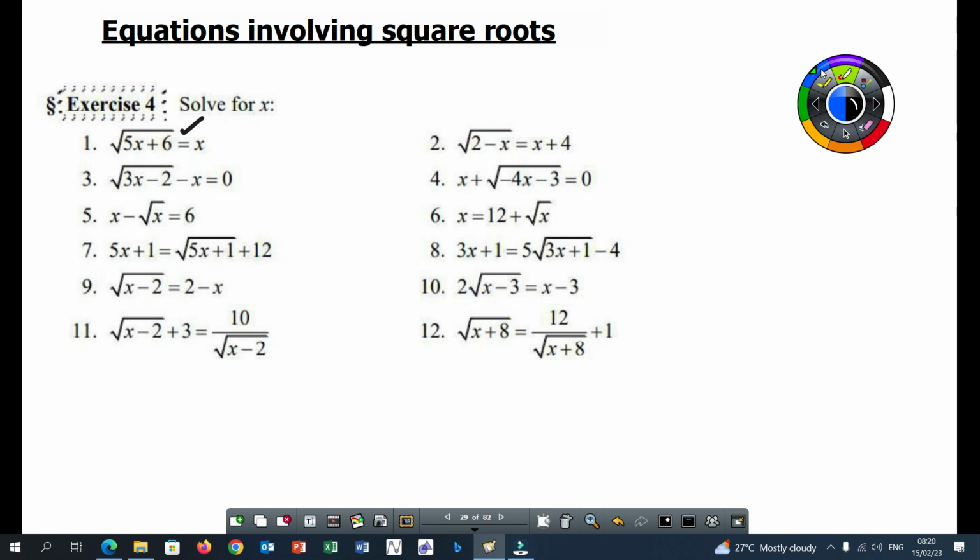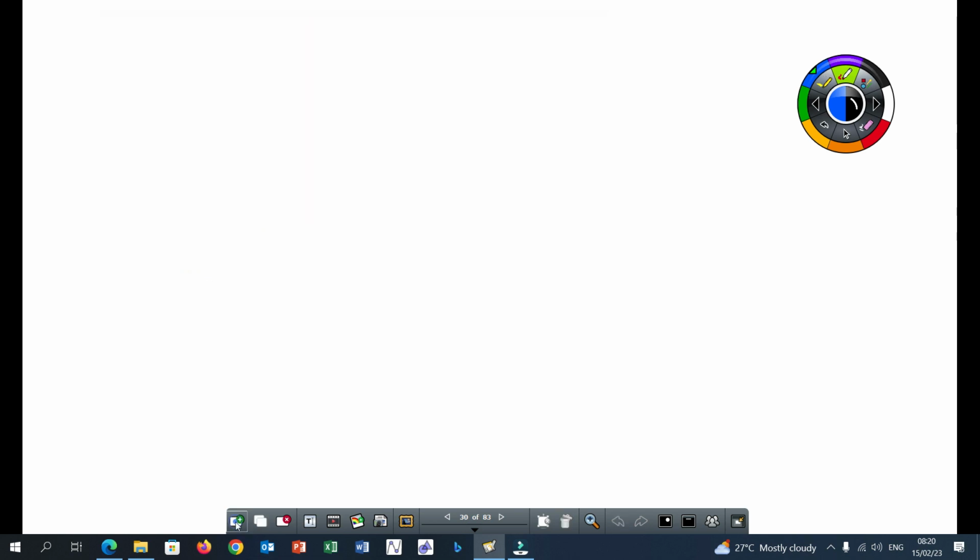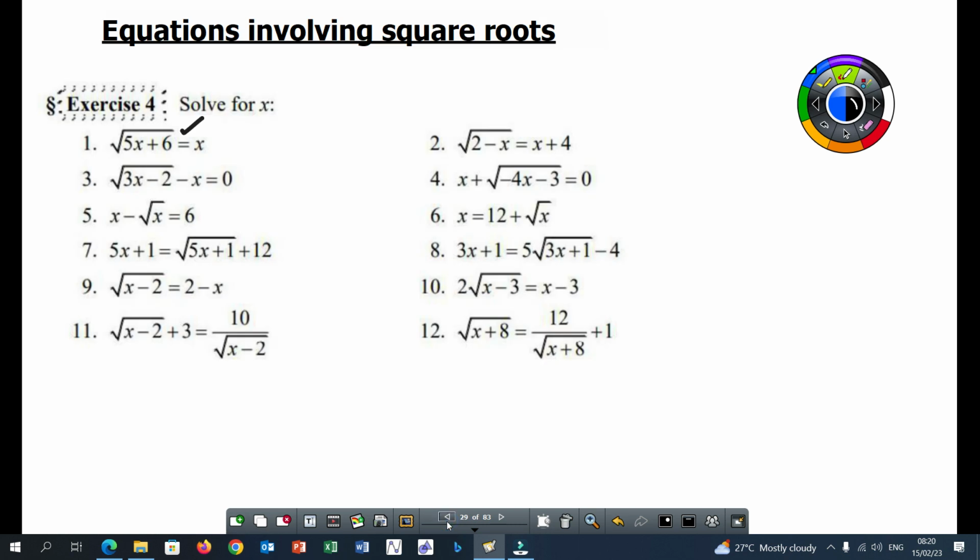The only way that you can do that is by making sure that you isolate the square root first on the left-hand side. Then you square both sides to eliminate it. So if I do an example, let me start with number 2. Maybe I can do that one and then a complex one. I'll start with a simple one: square root of 5x plus 6 equal to x.